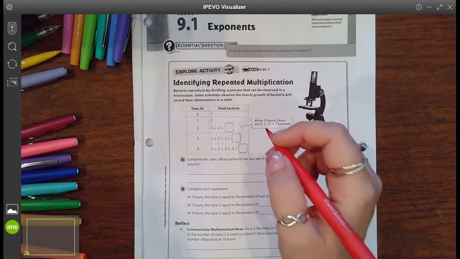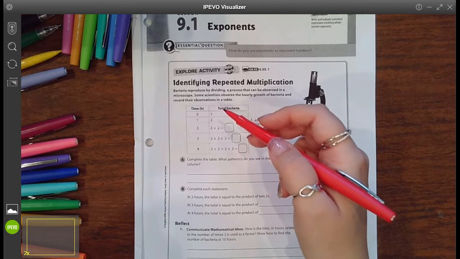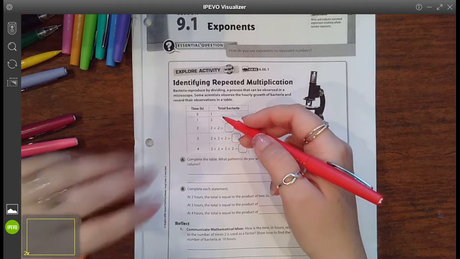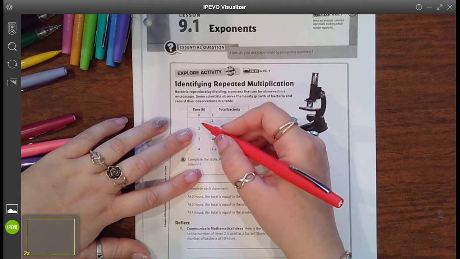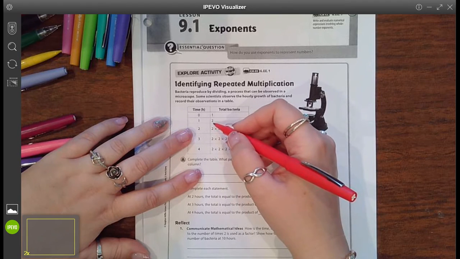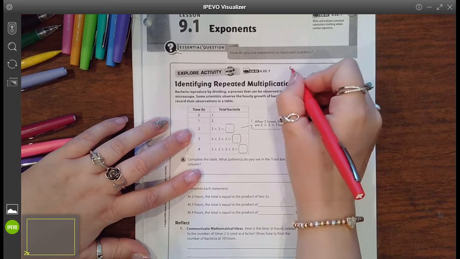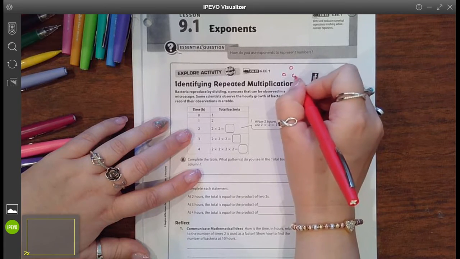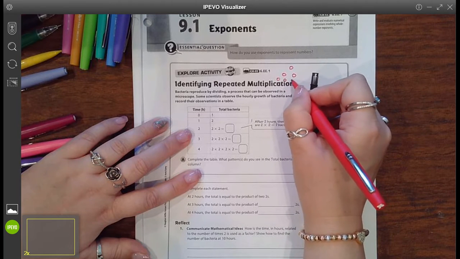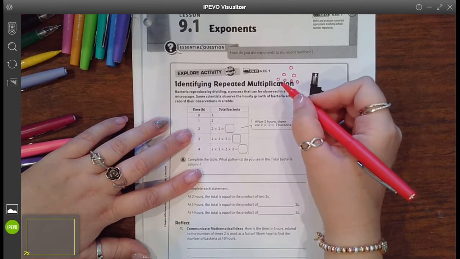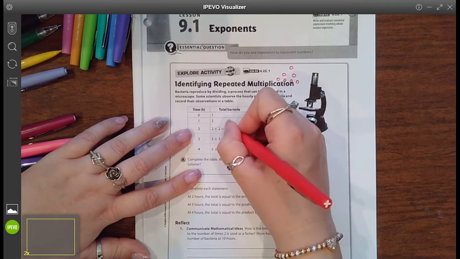For instance, when you first start, after no time has passed, you start with just one little bacteria. Then after 1 hour, it splits in half, and so that 1 became 2. Now this one splits into 2, and this one splits into 2. So now how many do you have? 1, 2, 3, 4. So 2 times 2 is 4.